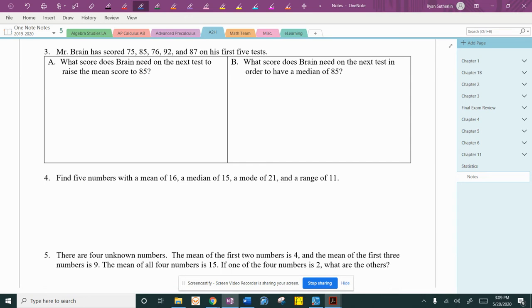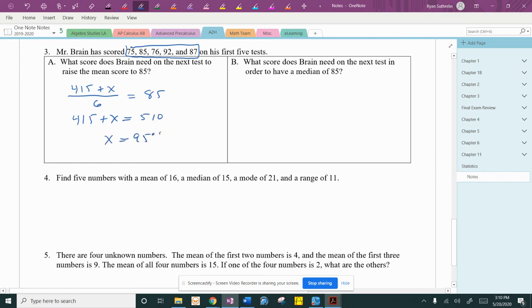Mr. Brain scored those 5 scores on his first 5 tests. What does he need for the mean score to be 85? Well, we know that if we add all of those up, and then we add the mysterious 6th score that we don't know, I get 415 plus the mysterious score. If I divide by 6, that mean is going to be 85. So that means 415 plus x is equal to 510. Subtract 415 from both sides, and we need a 95 on the last test.